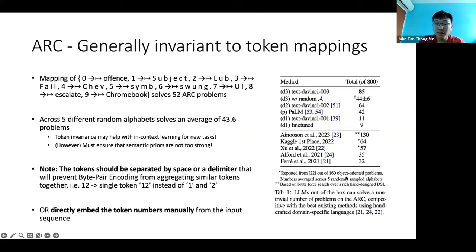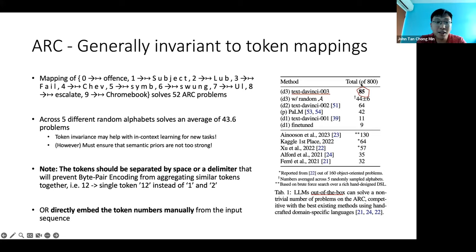Right, so they did this out of the box. They used Text DaVinci and got 85 out of 800 correct. That's quite amazing, because in my experiments with my various abstract views, I got 50 correct out of 111. So 85 out of 800 is really good, given that this is just taking input to output and asking the LLM to predict the output.